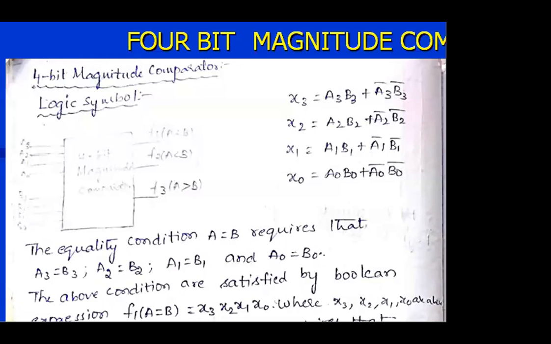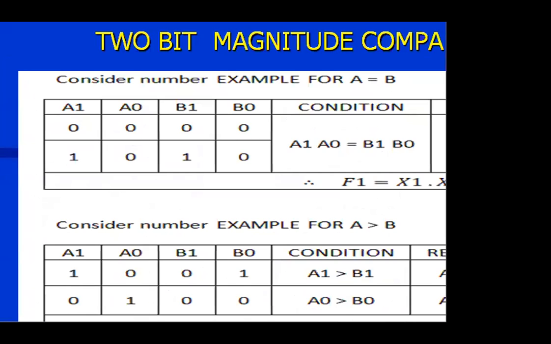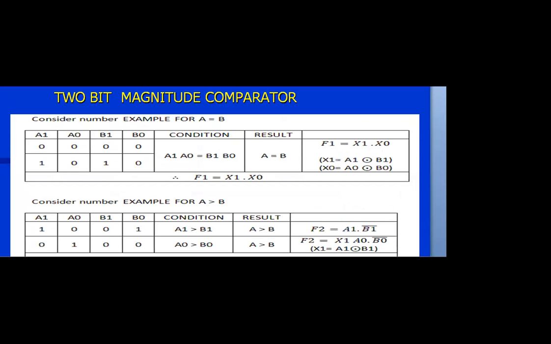It would be a table of 2 power 8 rows, which is not required to write. Just take some conditions for A and B. Compare A greater than B and A less than B. Similarly, take 2 conditions each for A greater than B and A less than B, and explain both A equal to B and A less than B.